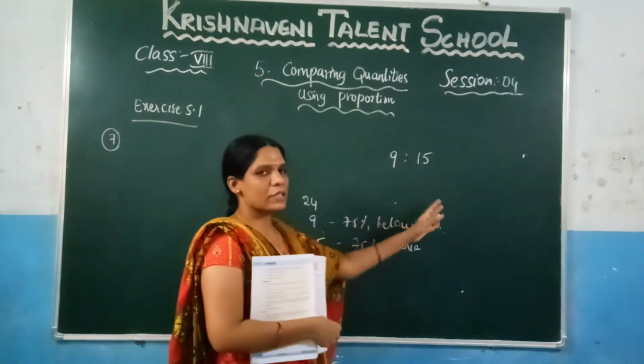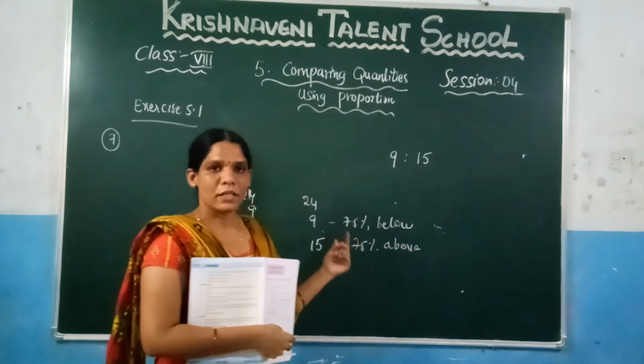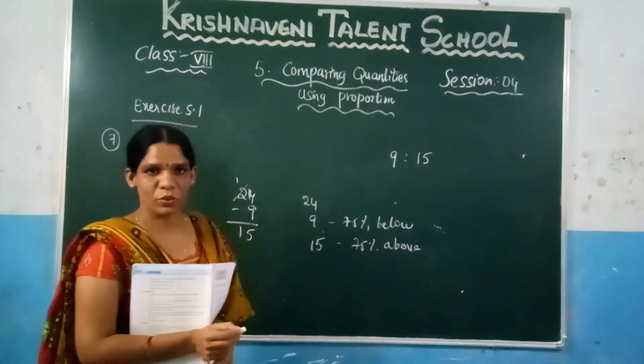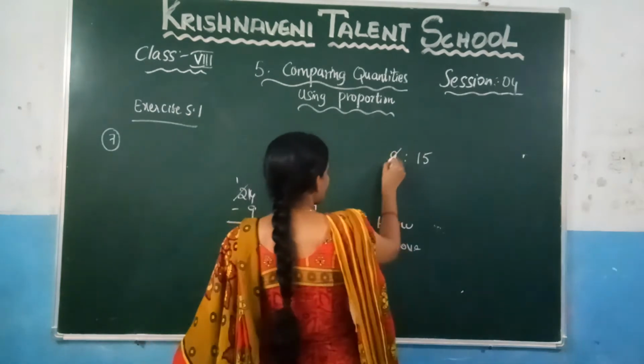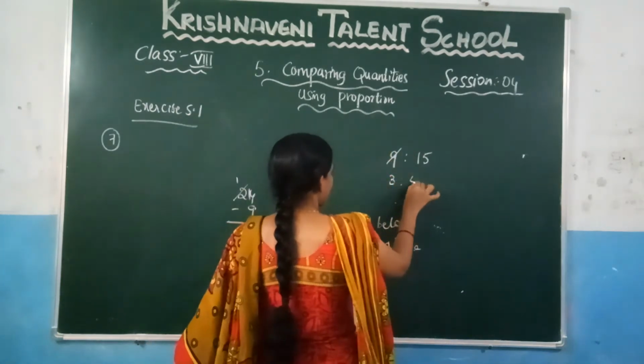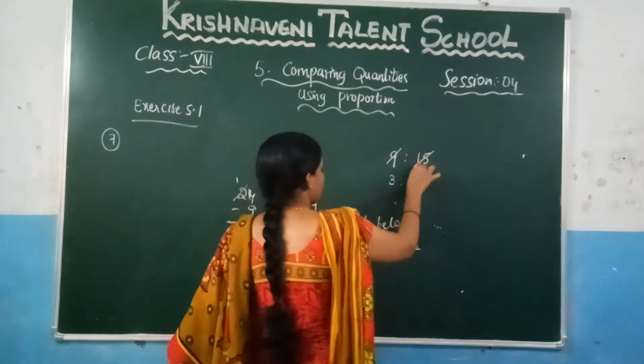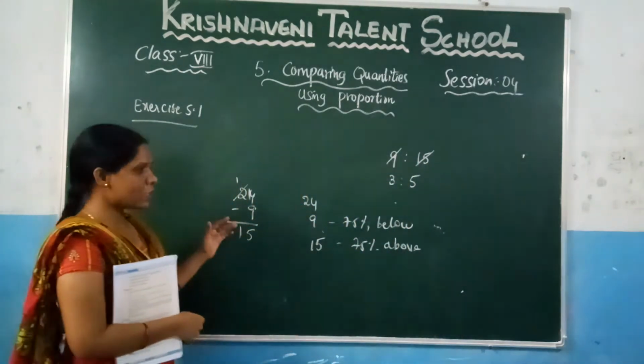Now you need to find the ratio of these two quantities. After that you have to simplify it. You know that in the table of 3, both these values will get cancelled. 3 3s are 9 and 3 5s are 15. So this is the ratio. Like this you need to find.